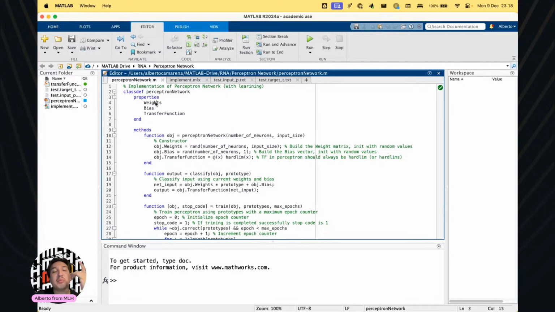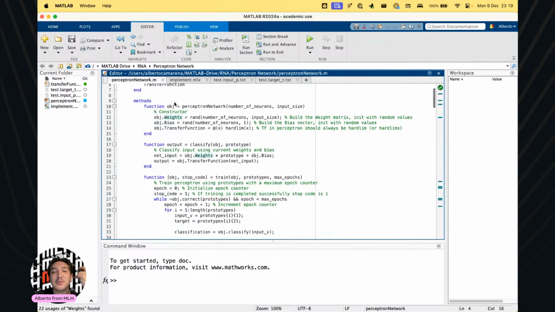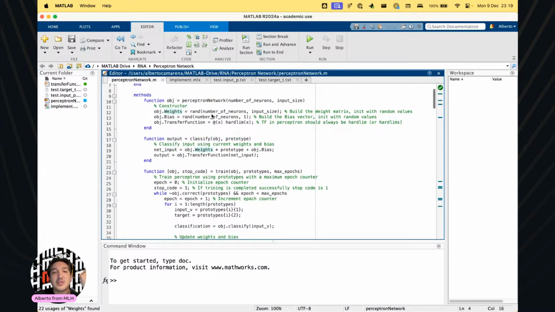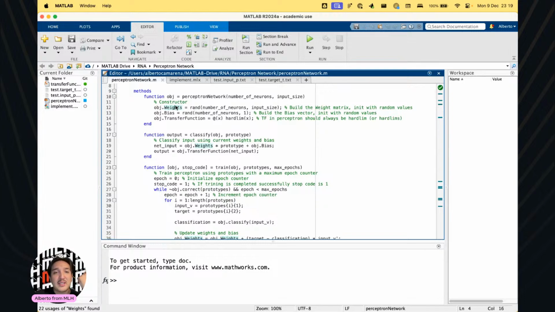The properties are defined as the weight, the bias, and the transfer function. On the constructor, we just set the weights to be a random number of the number of neurons and the input size. Remember, that's the definition of the weights. The bias is the number of neurons by one. The transfer function should always be hardlim. In this case, it could be hardlims, but let's stick to hardlim.